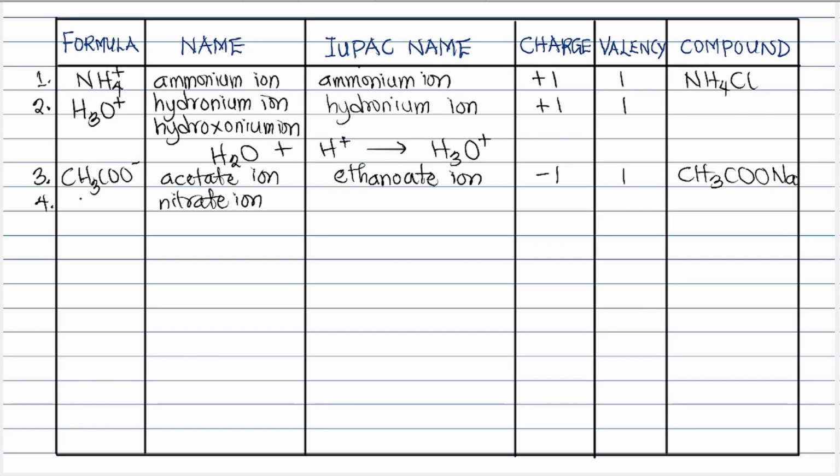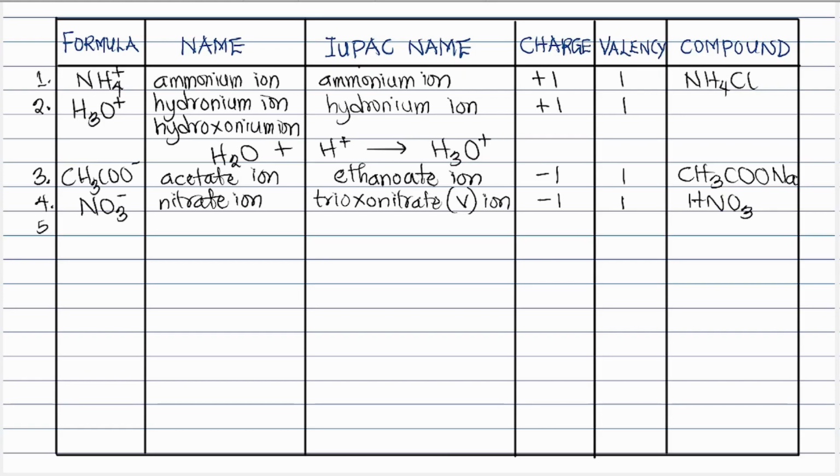Number 4, we can look at the nitrate ion. The nitrate ion has a formula of NO3-. Its IUPAC name is actually trioxonitrate 5 ion. It has a charge of -1, a valency of 1, and a typical example of this compound is nitric acid, or the trioxonitrate 5 acid.